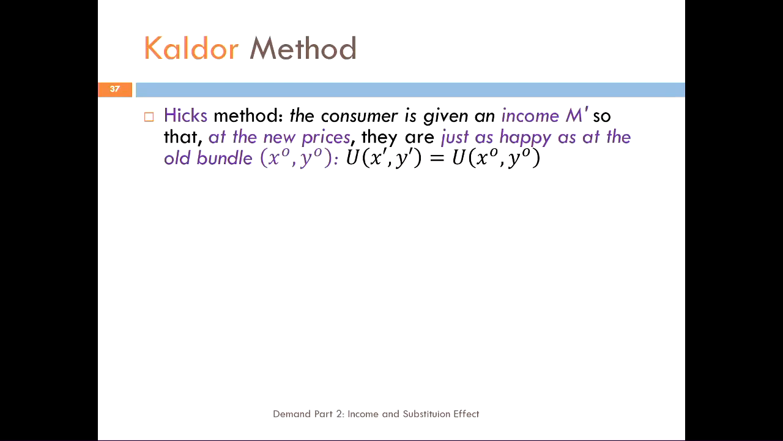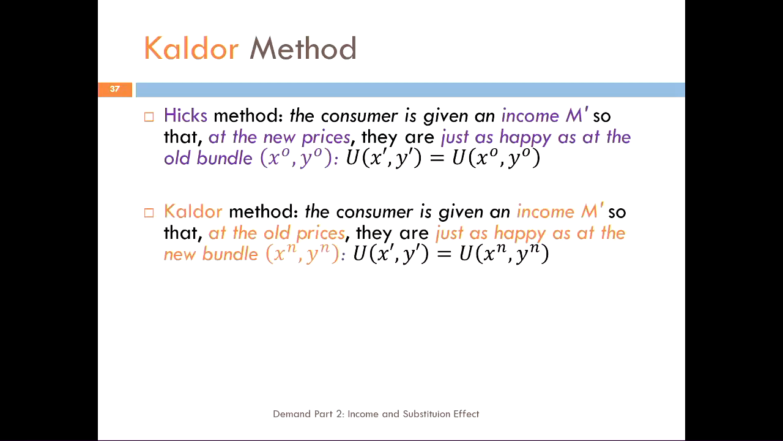All right, so just to summarize the difference between the Calder method and the Hicks method. Hicks says, we're going to give the consumer an income of N prime so that at the new prices, they're just as happy as they were originally. That is, your utility at the hypothetical bundle X prime, Y prime is the same as your original utility. When you have the income N prime and you're faced with the new prices, you would choose the hypothetical bundle X prime, Y prime, and you'd be just as happy as you were originally. Whereas Calder's method says, give the consumer just enough income such that at the old prices, they would choose the bundle X prime, Y prime such that they'd be just as happy as they were at the new bundle.